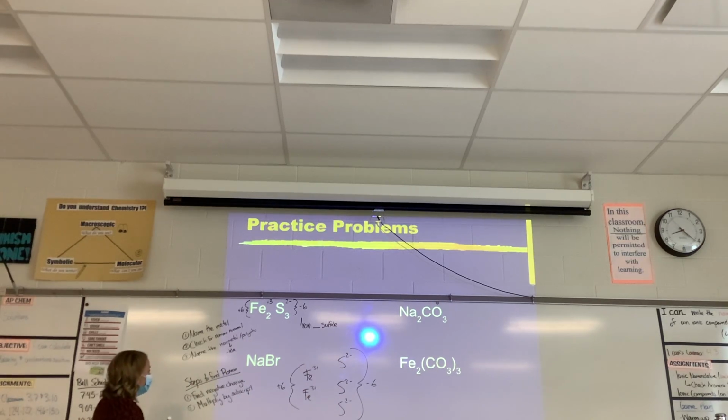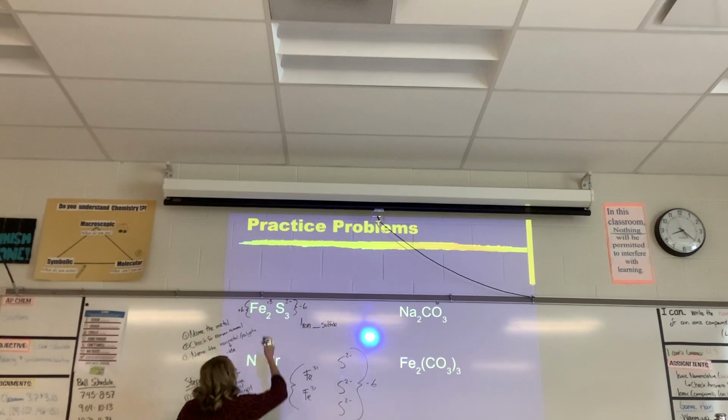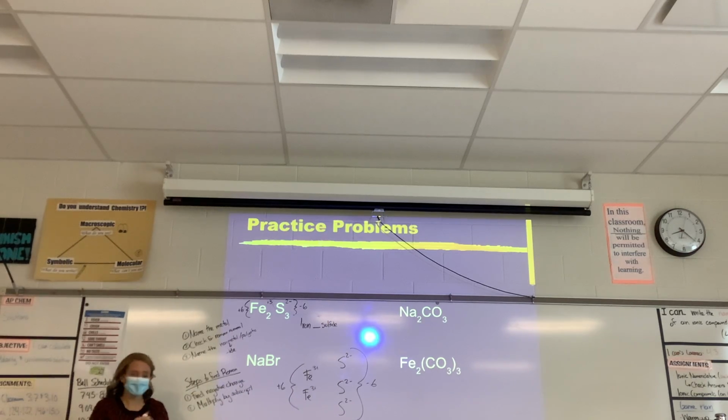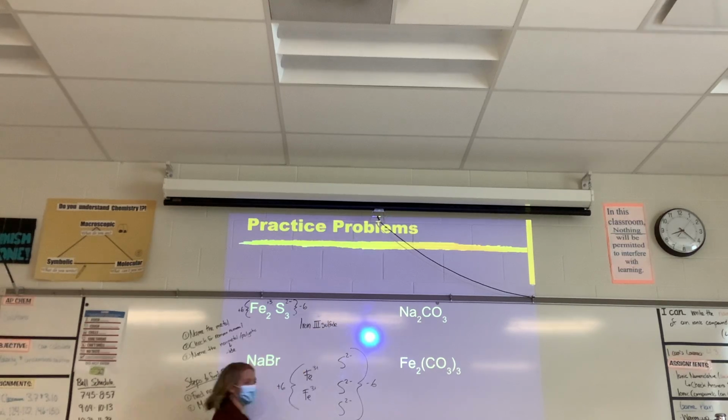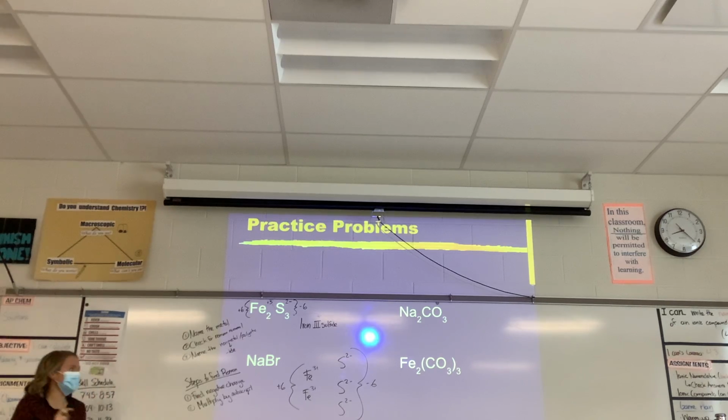But that tells me the Roman numeral. So the name of this one is iron 3 sulfide. And finding the Roman numeral is the trickiest part of ionic chemistry. Any other questions on that for now? Okay, let's do a few more practice, and then I'll have you practice some on your own for some smileys.